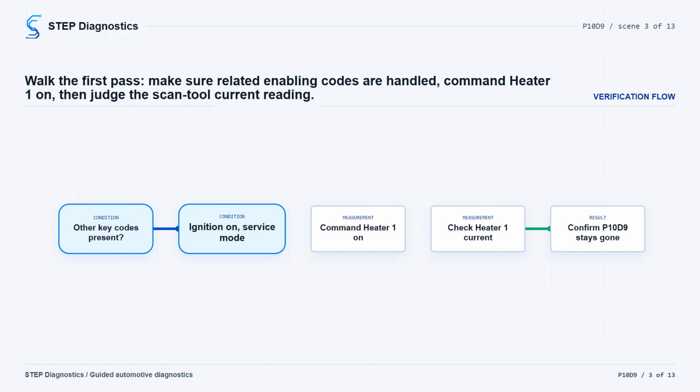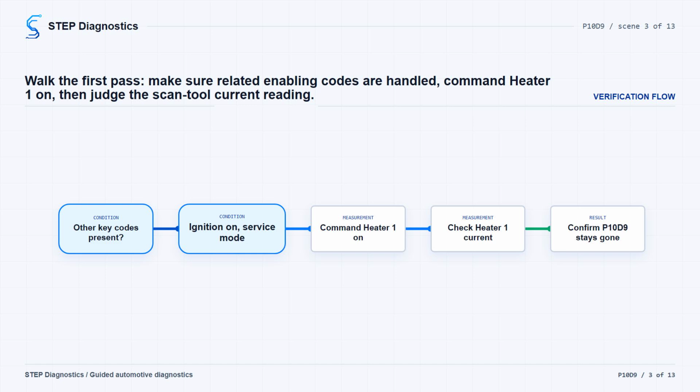For this code's monitor, the ignition is on or the engine is running. Ignition voltage is greater than 11 volts, reductant heater 1 is commanded on, and the monitor runs continuously after the running conditions are met for greater than 12 seconds. P10D9 sets when the control circuit is shorted to another control circuit for greater than 12 seconds.